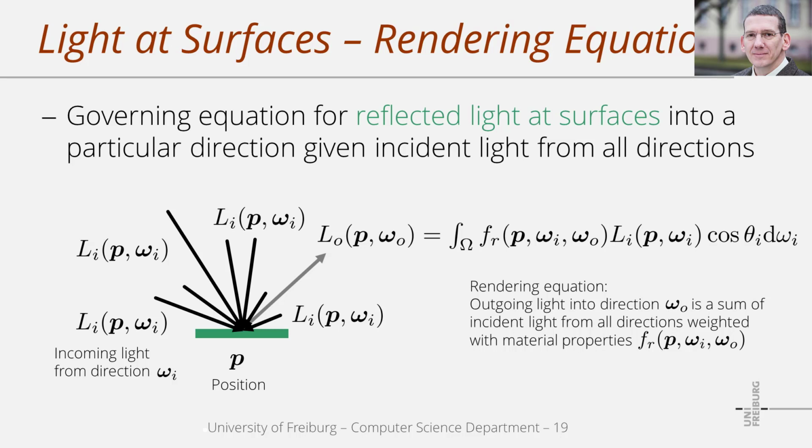Now the entire term Fr times Li times cosine theta is integrated over the entire hemisphere. So for all directions omega i of the hemisphere, we accumulate the reflected light into the direction omega o. The entire equation is referred to as the rendering equation, and it describes the interaction of light with surfaces. So basically based on incoming light Li from direction omega i and based on the surface reflection properties represented in the function Fr, one can compute reflected light Lo into a direction omega o.